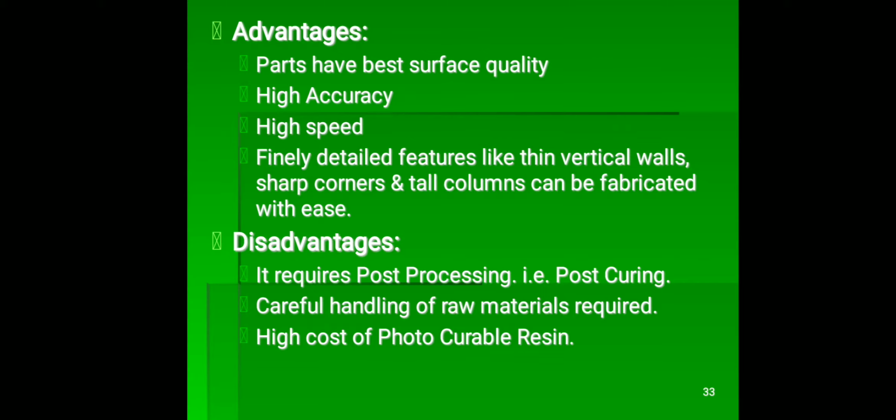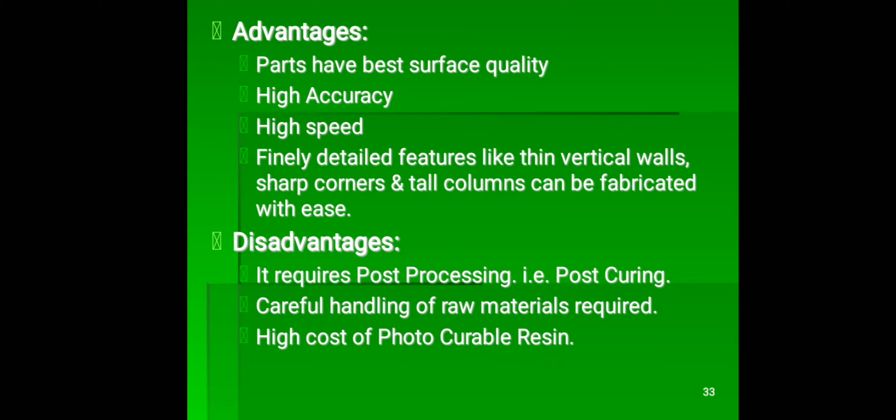So now next are the advantages and disadvantages. Parts have the best surface quality, high accuracy, high speed, and finely detailed features like thin vertical walls, sharp corners and tall columns can be fabricated with ease. Disadvantages: it requires post processing, that is post curing, careful handling of raw materials is required, and there is a high cost of photo curable resin. So these are the disadvantages. But no doubt the advantages of this system basically outweigh the disadvantages.